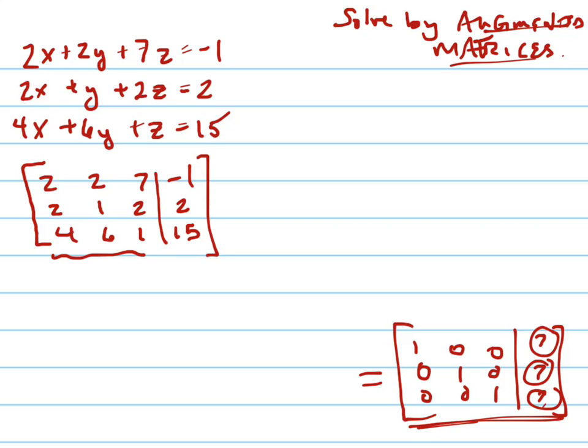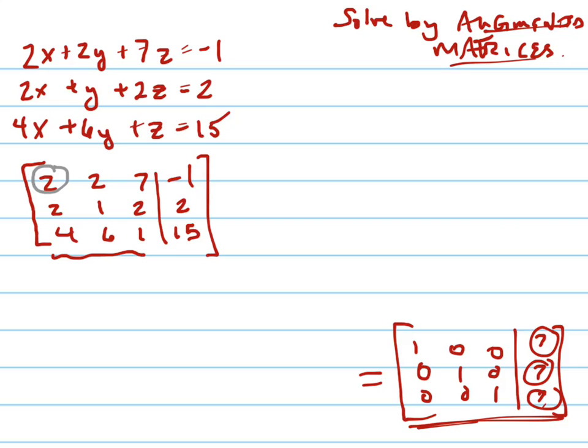What I'm going to do is first turn this into a 1, then make these 0, then turn this into a 1, make these 0, then turn this into a 1 and make these 0. That's the best way to do it. So let's see if we can do that real quick right now.